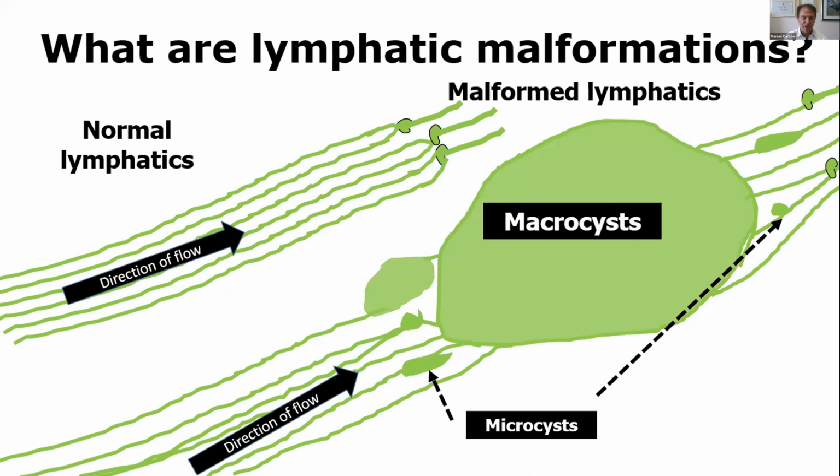So what are lymphatic malformations? Well, instead of having normal lymphatics shown on the left-hand side here, where you have these nice little tubes with some lymph nodes in between, and the flow of the lymph fluid is in one direction, and it's working quite well, when you have a lymphatic malformation, as the name implies, they're malformed. So you don't have these nice little tubes. What you have is obstructions or blockages, and these lead to both micro and macro cysts. So that macrocyst in the middle is going to be full of lymphatic fluid. And you can have a patient that has many, many macrocysts or many, many microcysts.